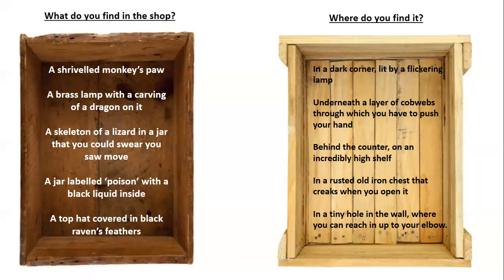So maybe it goes up really, really high. So this is like a ladder almost going up to this item right at the top. In a rusted old iron chest that creaks when you open it. So just added a tiny little detail there. In a tiny hole in the wall where you can reach in up to your elbow. So not just a little gap in the wall, just a hole you can reach in and go right in up to your elbow. And right at the end, that's where you find your object.